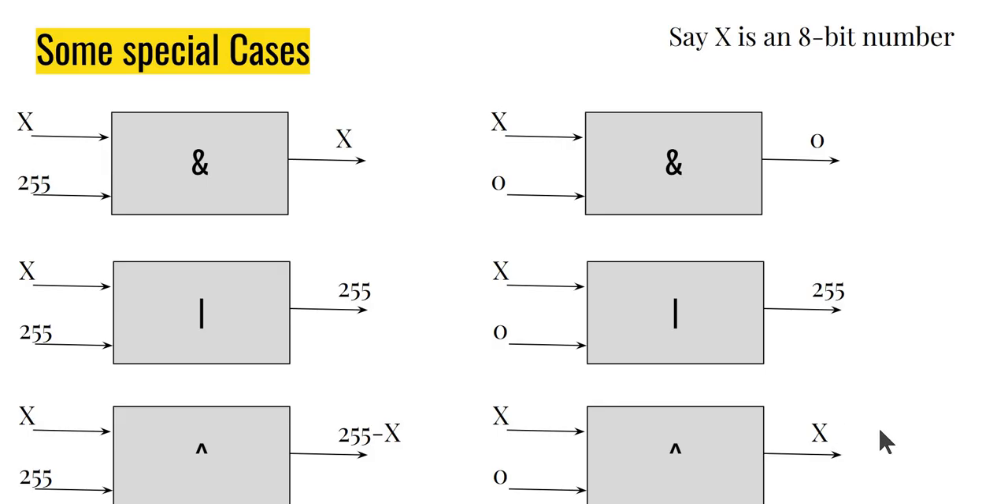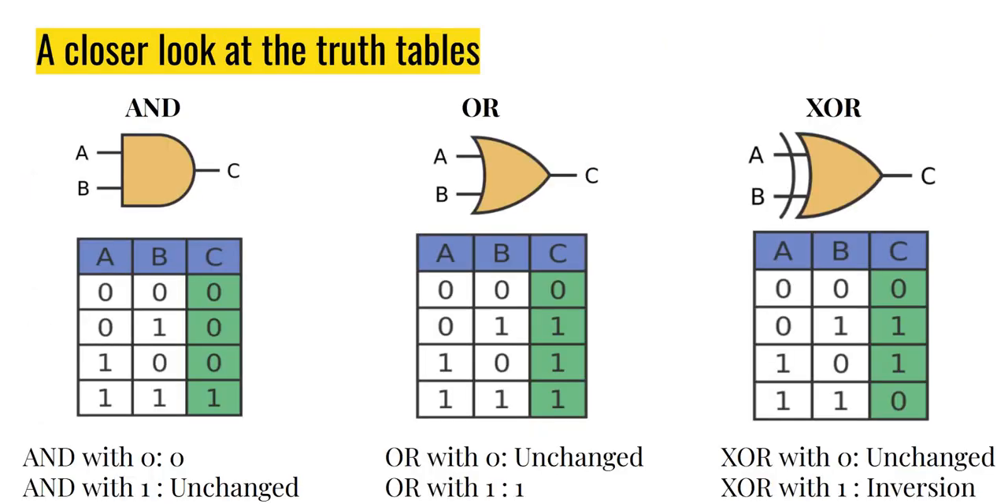Now, how do we understand this? How does this actually work? And why is this significant? Let's see it in a step-by-step manner. In order to understand these special cases vividly, we will go back to the basics. We'll go back to the truth tables of the basic AND, OR, and XOR functions that we have seen before, and look at them from a slightly different point of view.